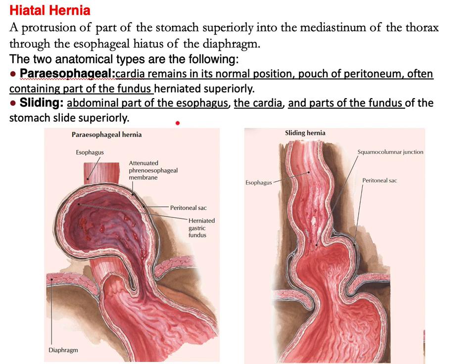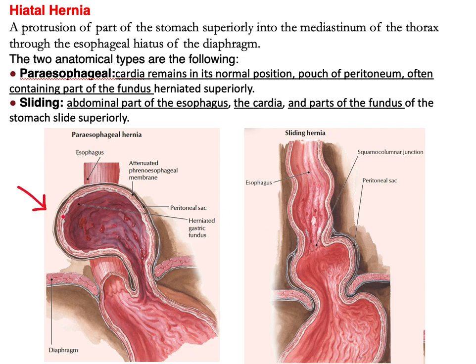Okay, now let's jump into the hiatal hernia. What's a hiatal hernia? It's a herniation of part of the stomach up into the thorax, through the diaphragm. So a protrusion of part of the stomach superiorly into the mediastinum of the thorax. We call it hiatal hernia. So the hiatal hernia has two types mainly that we see anatomically: the paraesophageal and the sliding type.